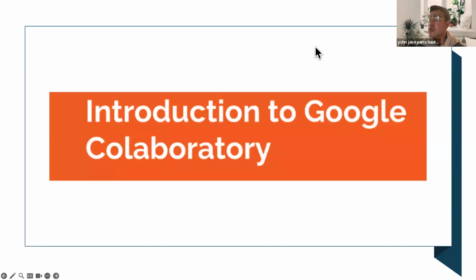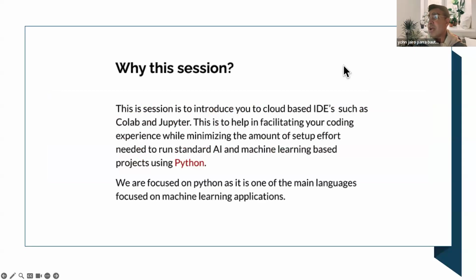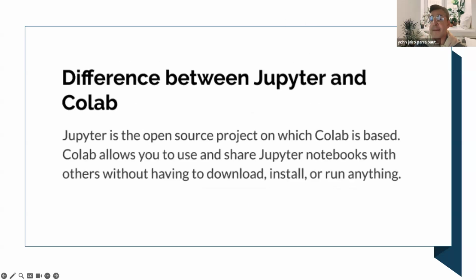So I'm going to introduce you to Google Collaboratory, which is the IDE or ecosystem for Python. In this case, Google Colab is Google Collaboratory. And why this session? Because we're going to introduce Colab and Jupyter. This is going to help facilitate your coding experience while minimizing the amount of setup effort needed to run standard AI and machine learning based projects using Python. We are focused on Python because it's one of the main languages for machine learning applications. The difference between Jupyter and Colab is that Jupyter is the open source project on which Colab is based. Colab allows you to use and share Jupyter notebooks with others without having to download, install, or run anything.